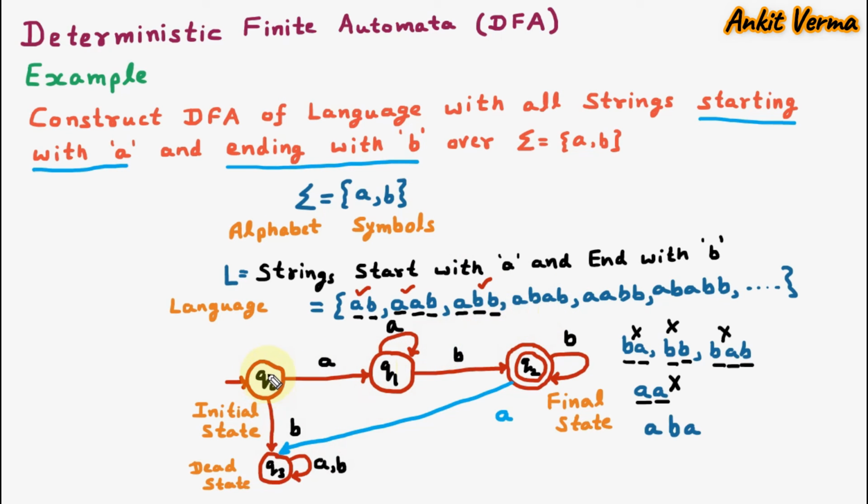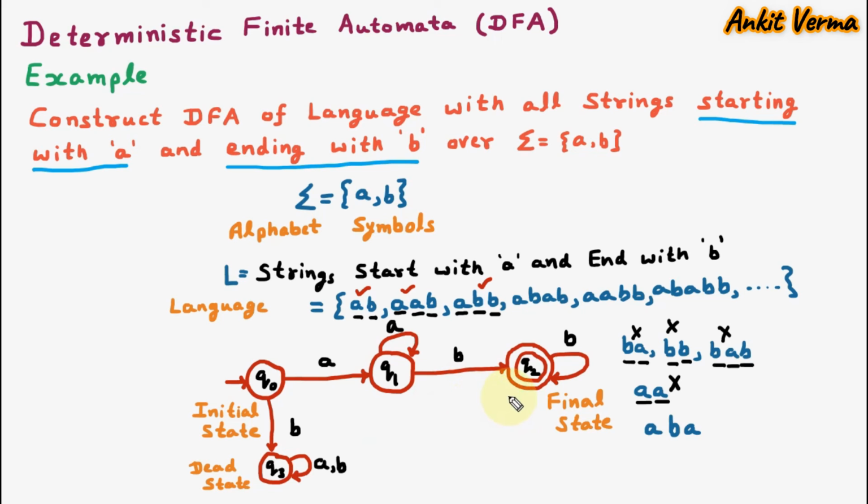So for the A, from Q0 we are going to Q1. Then for B, from Q1 we are going to Q2. Then for A, from Q2 we are going to Q3. And for B, from Q3 we are again going back to Q3. So after processing this string, we are on Q3, this is not a final state. That means this string is rejected by the DFA. And this decision is not right because this string is part of the language and it should be accepted. So here we should try some other thing.